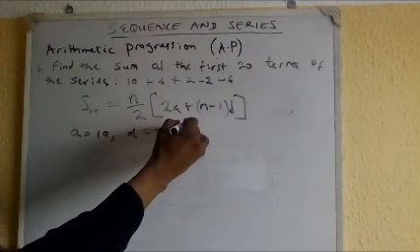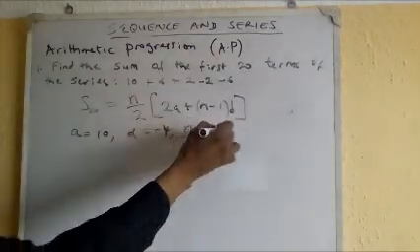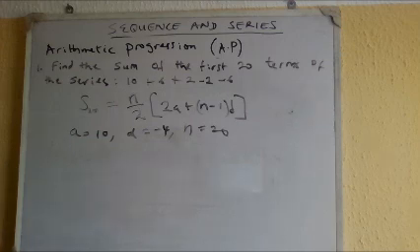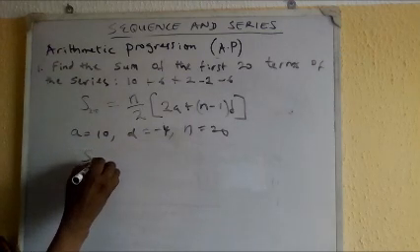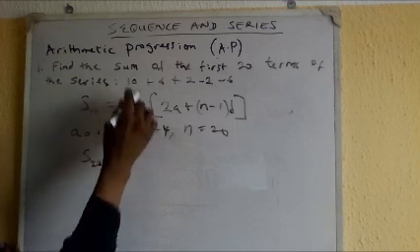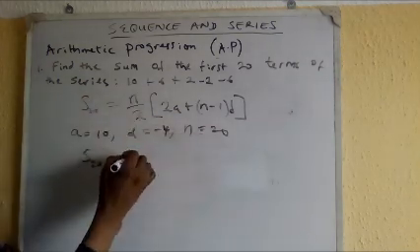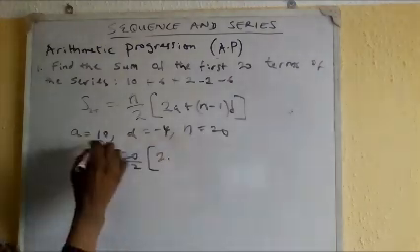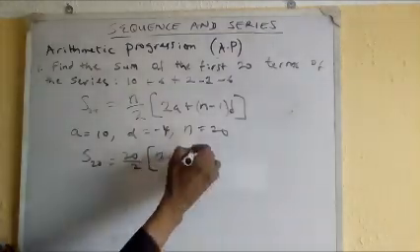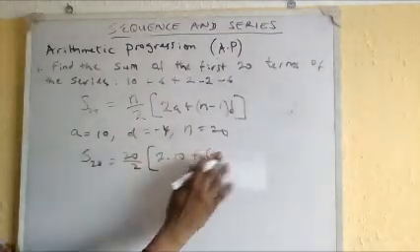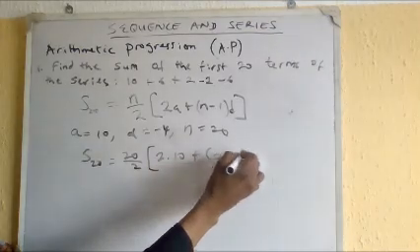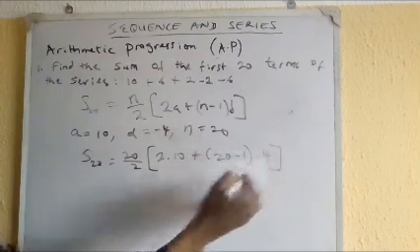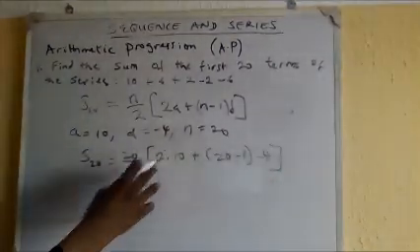And finally, n is what? 20. Once you have gotten these three parameters, you are done. Just substitute. So S20, the sum of the first 20 terms, is equal to 20 over 2, open big bracket, 2 times 10, that's 2a, plus n, what's n again? 20 minus 1, then d is what? Minus 4. Note all these signs, and be careful with your notation.